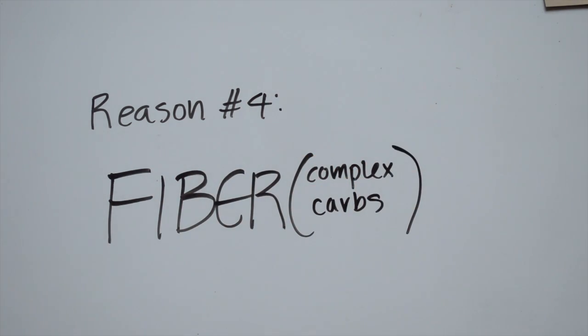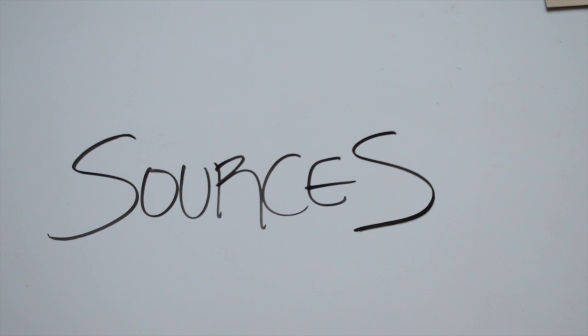Reason number four is fiber, which is mostly found in complex carbs. It lowers cholesterol, prevents constipation, and regulates the body's absorption of glucose, which is very important for diabetics. There are a lot of health benefits. It's just a lower risk of strokes, diabetes, obesity, heart disease, and different types of cancers.